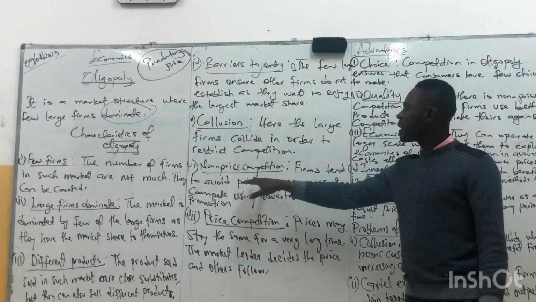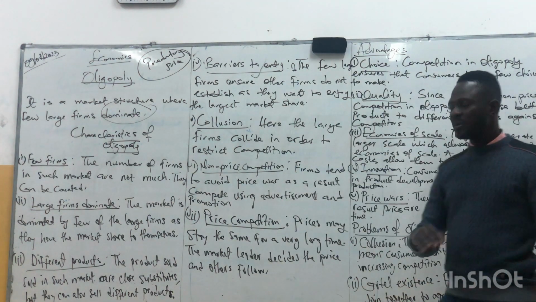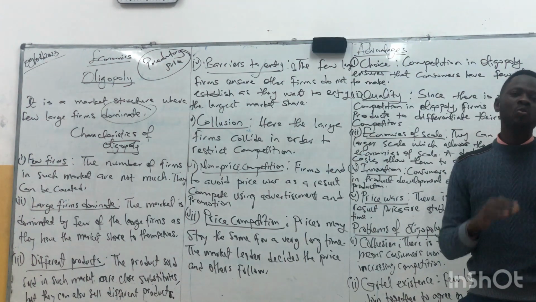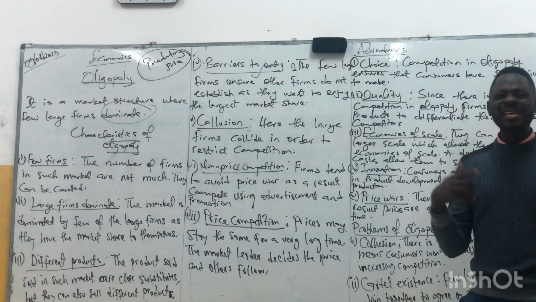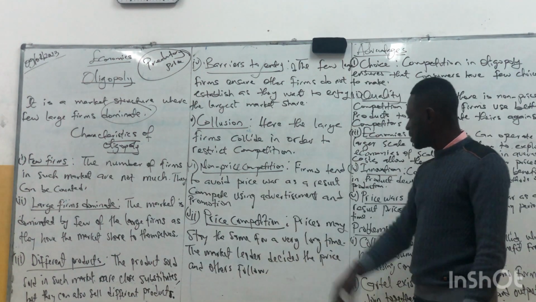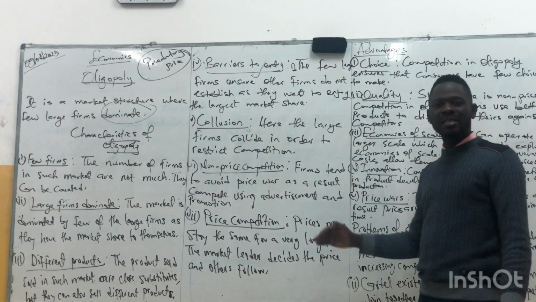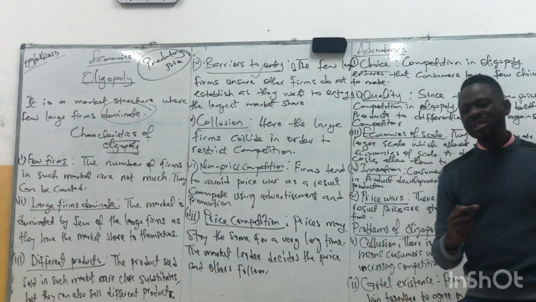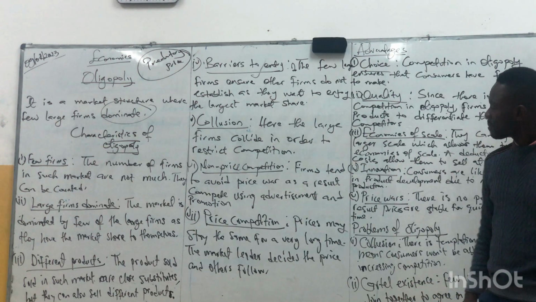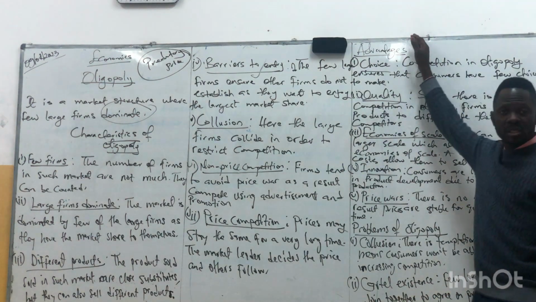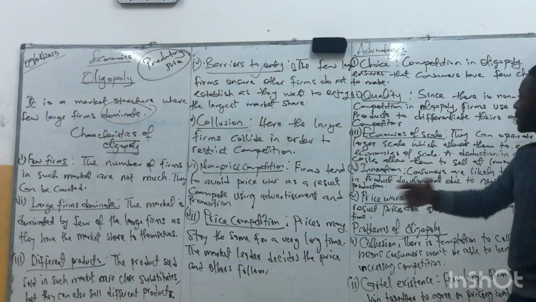So non-price competition. For non-price competition, they try to avoid price war. As a result of that, prices are stable. Price competition. Price stays the same for a long period of time. The market leader decides the price and others follow. So here, it's always the price leader that decides the price. Then the advantages. It's about choice. Consumers have few choices to make.